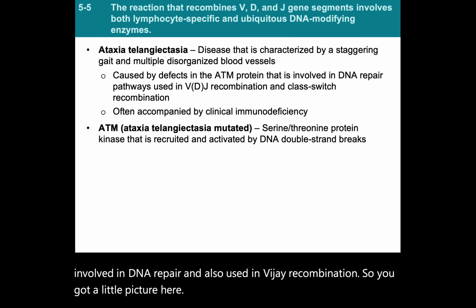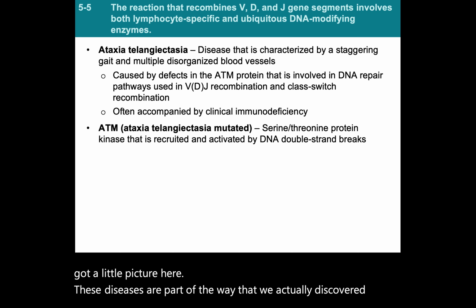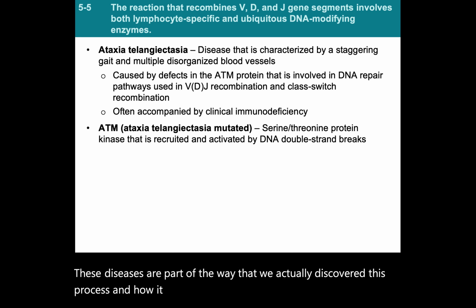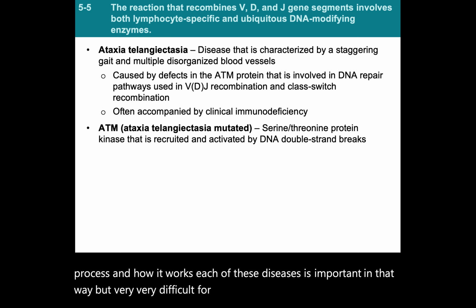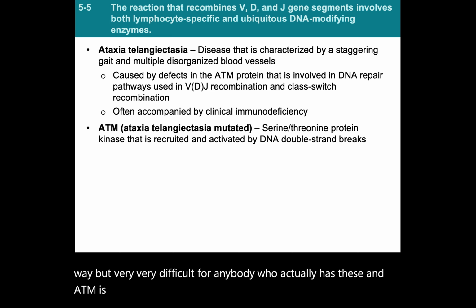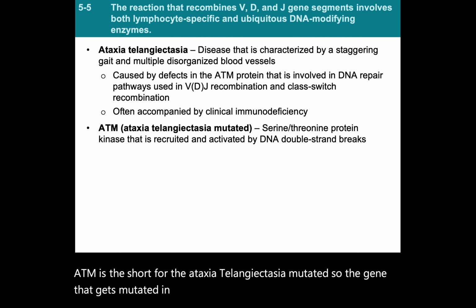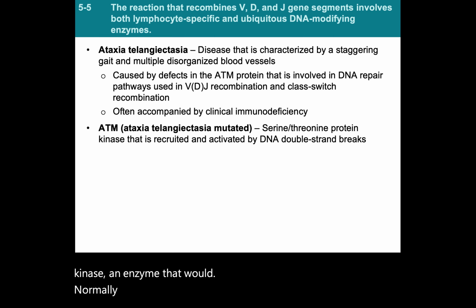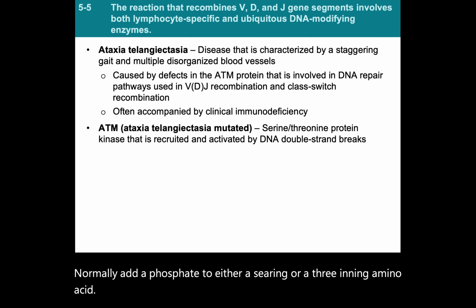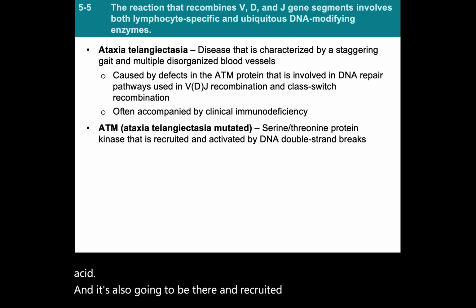These diseases are part of the way that we actually discovered this process and how it works. Each of these diseases is important in that way, but very, very difficult for anybody who actually has these. And the ATM is short for the ataxia telangiectasia mutated. So the gene that gets mutated in this case, yeah, makes sense, right? And it's a protein kinase, so an enzyme that would normally add a phosphate to either a serine or a threonine amino acid. And it's also going to be there and recruited to double-stranded DNA breaks.